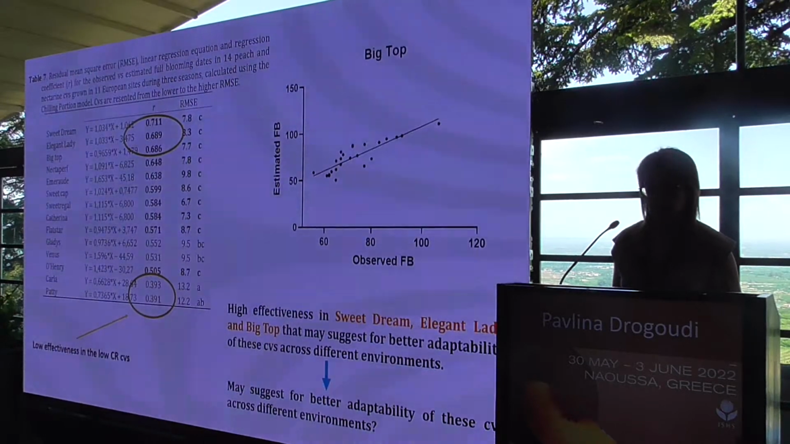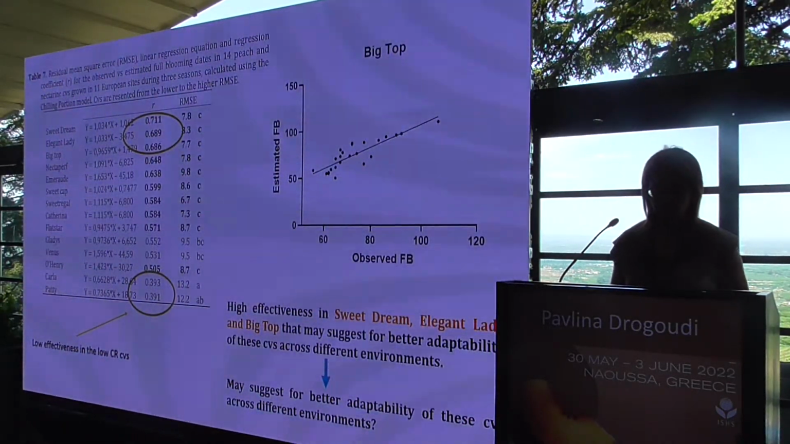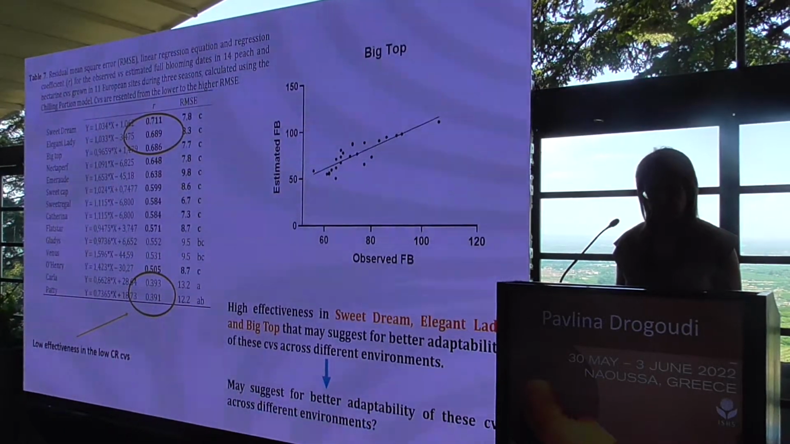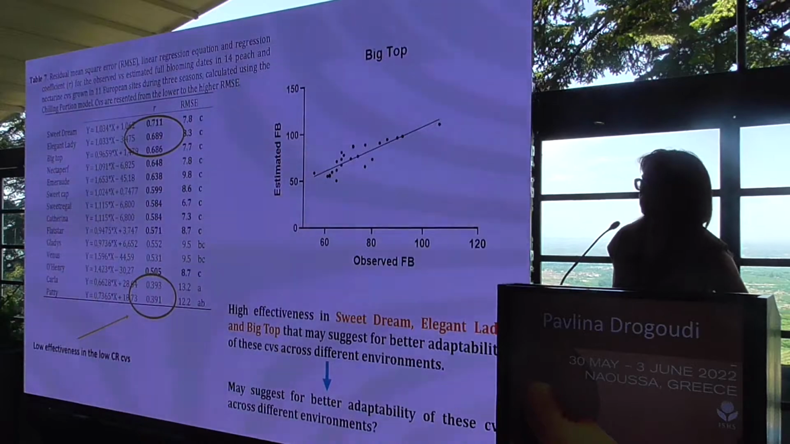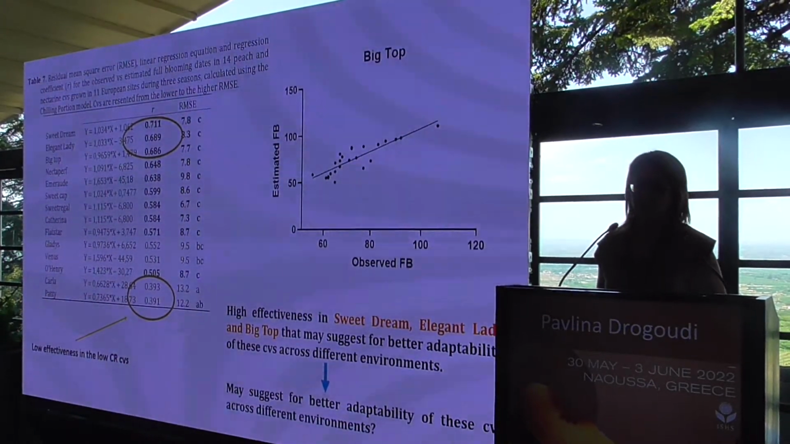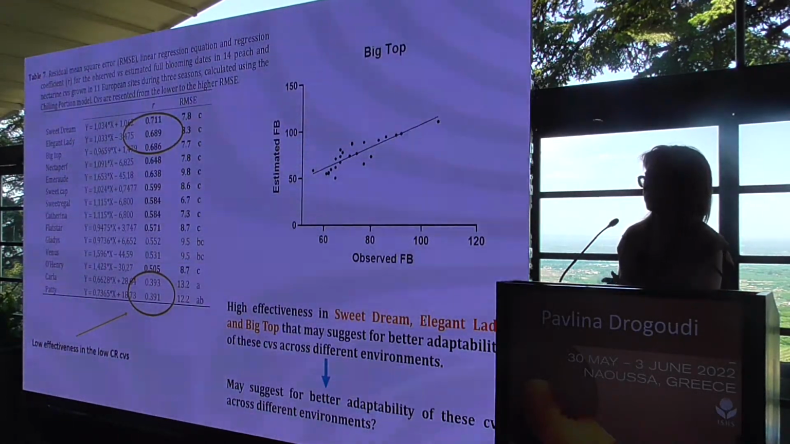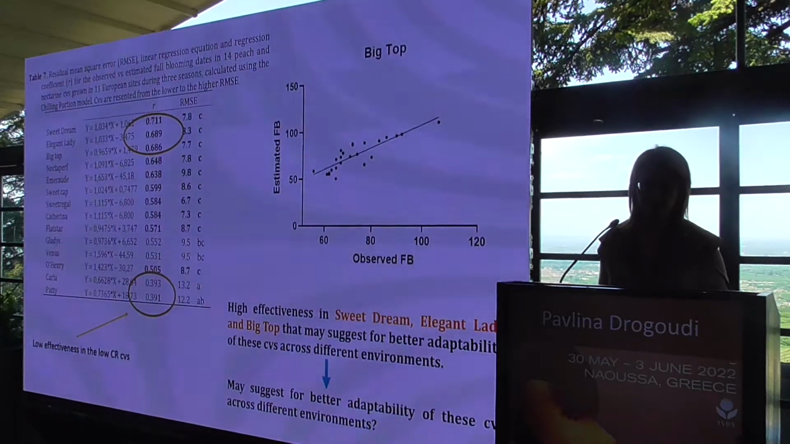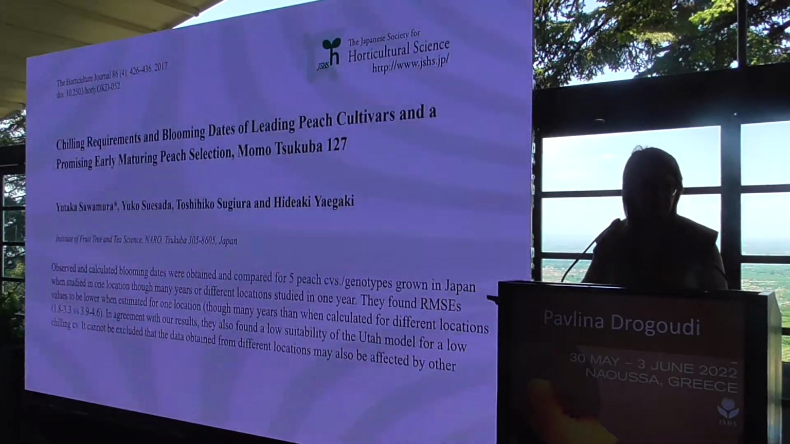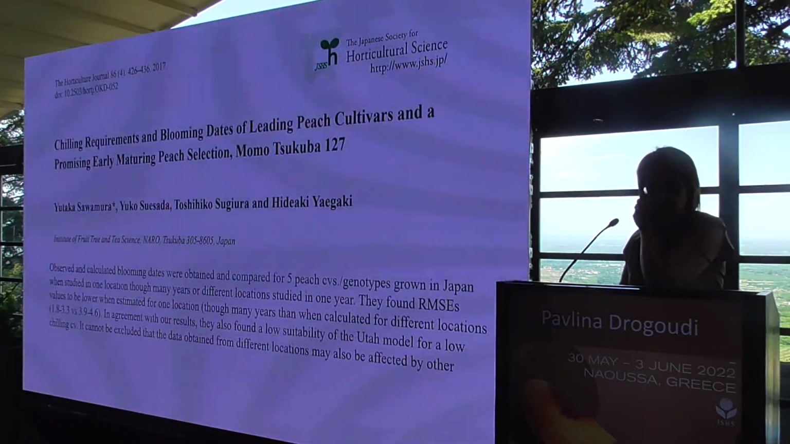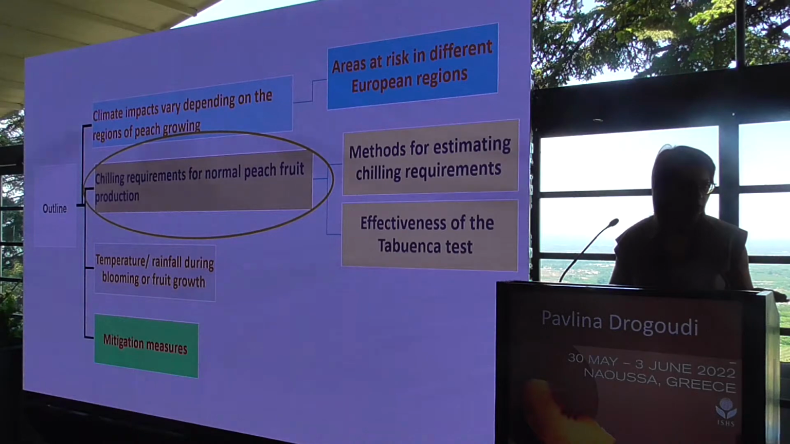Perhaps the high effectiveness in Sweet Green, Elegant Lady, and Big Top may suggest better adaptability for those cultivars across different environments. Or perhaps in the cultivars with low adaptability, the Tabuenca test has not been appropriate, and perhaps there is an overlap between chilling and heat requirements that we can find out when we have more years of data and use the PLR method described before from Ludwig. So we have more to do, I think. There is another similar study made in Japan, on only 5 cultivars, where they also found similar results.